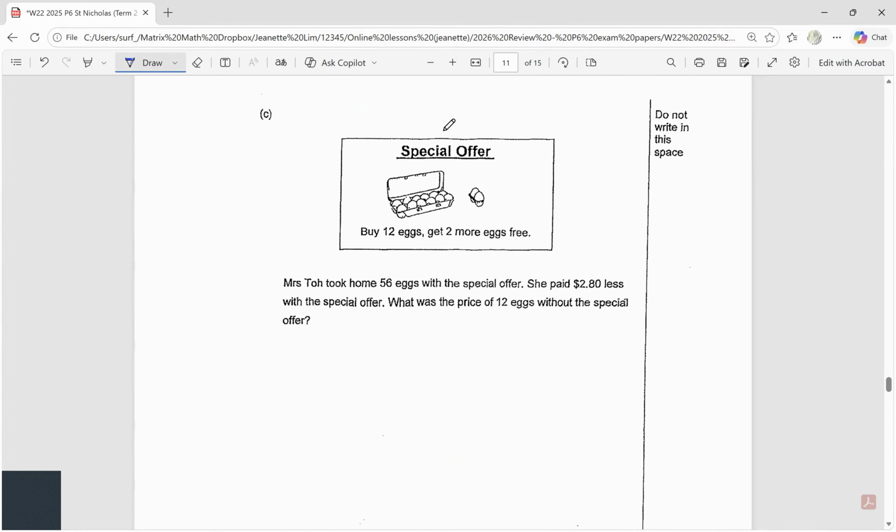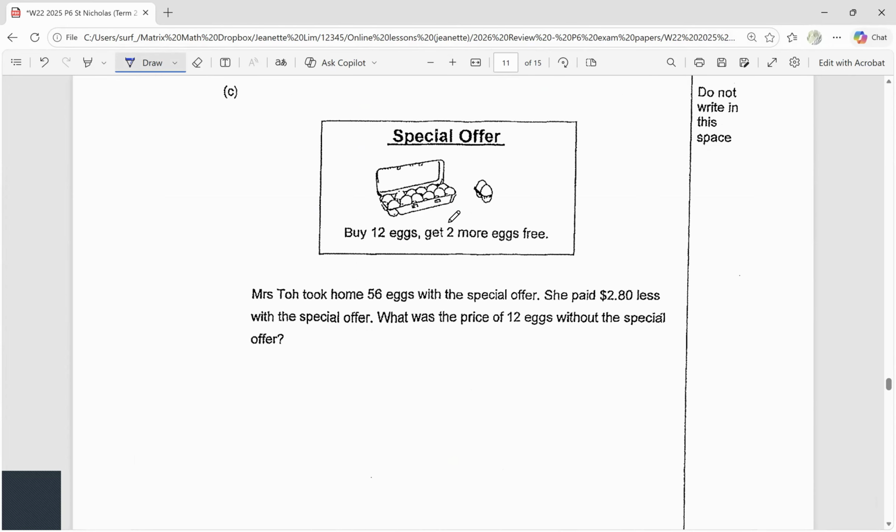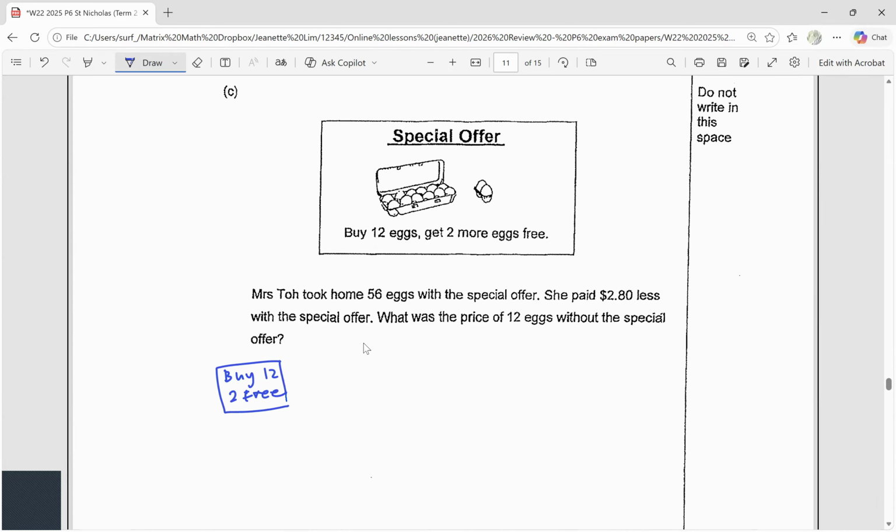Okay, last part of the question, not really related to the front. This is a grouping kind of question. Every 12 you buy, you get 2 free eggs. Mrs. Toh took home 56 eggs with the special offer. So this 56 includes those that she bought as well as those that are free. She paid $2.80 less with the special offer. What's the price of 12 eggs without the special offer? Okay, so in one group, we buy 12, 2 free. This is what we refer to as one group.